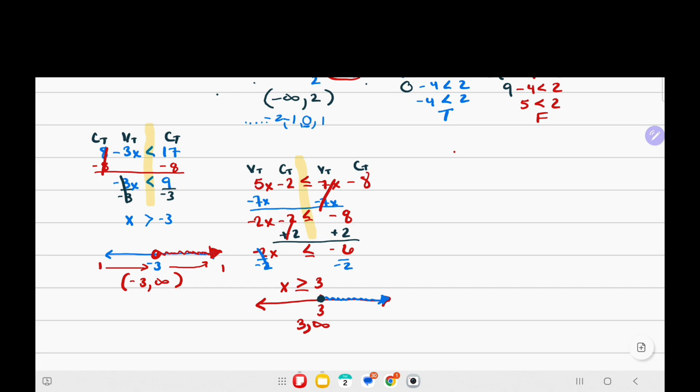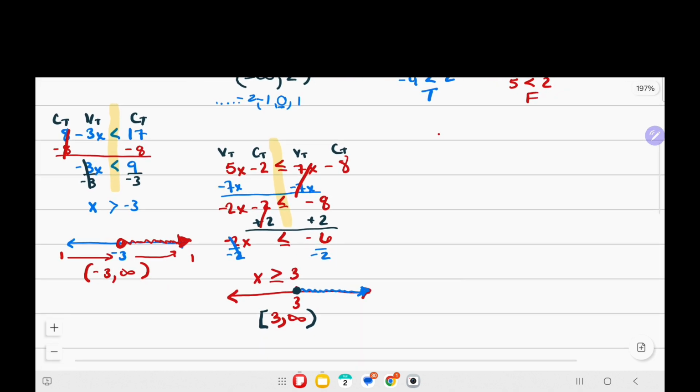All right. So now talk about the interval. Because we closed at it, we include 3, we have to box that in. We have to close that. And infinity is always open. All right. Let's keep going. All right, let's try this one.